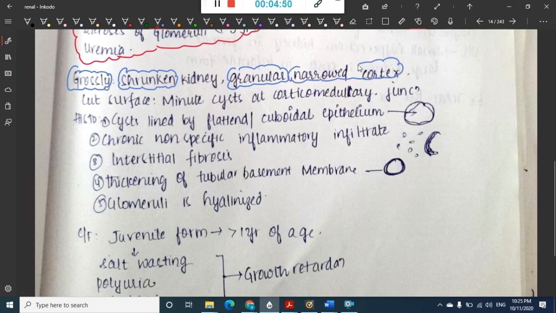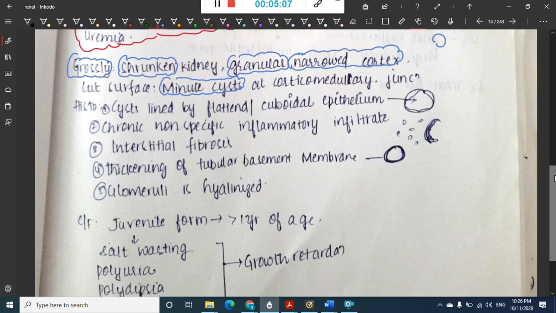You see a shrunken, granular kidney with a narrowed cortex. On the cut surface you see minute cysts which are present at the corticomedullary junction. This place is very important, the corticomedullary junction, where you see many cysts, and these cysts are lined by flattened and cuboidal epithelium.